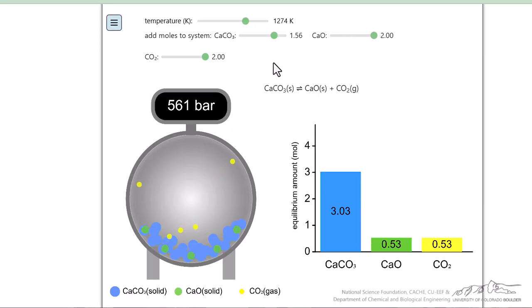So in heterogeneous equilibrium, we have to be mindful of how much we have of a given phase, but the concentrations of solid, the amount of solid, doesn't affect their fugacity because the two solids are in separate phases.